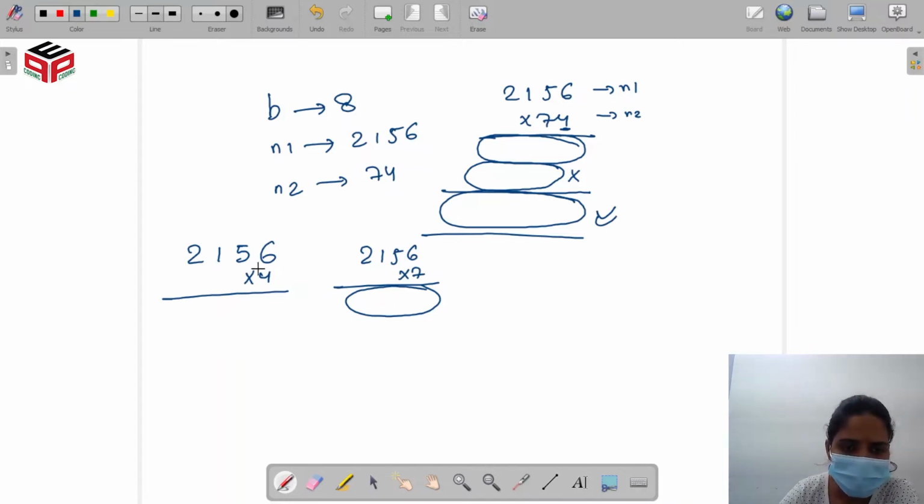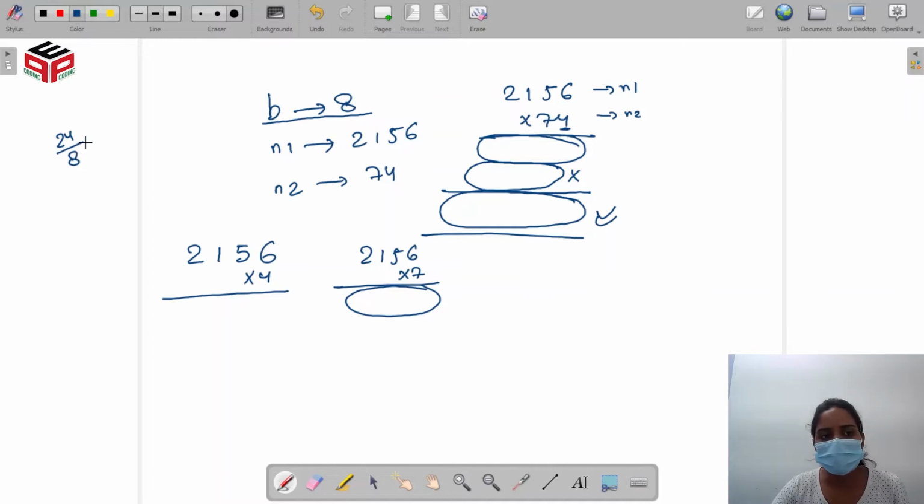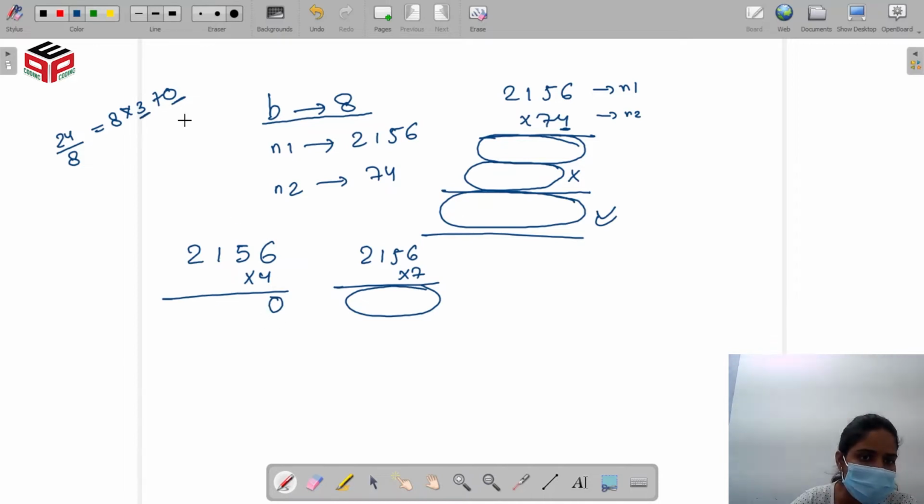Now remember, this is base 8. 4 6s are 24. As it is base 8, if I divide 24 by 8, we get 3, since 8 3s are 24, plus 0 as a remainder. Whatever we have as a remainder will be the digit of my answer, and whatever the quotient is will be the next carry. That is, 3 will be the carry.